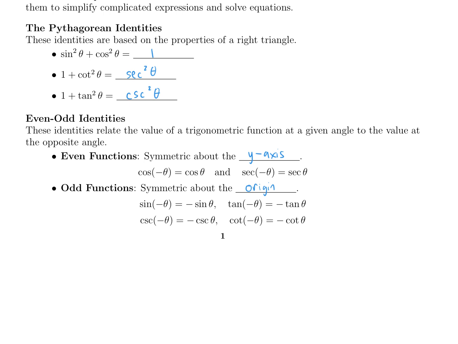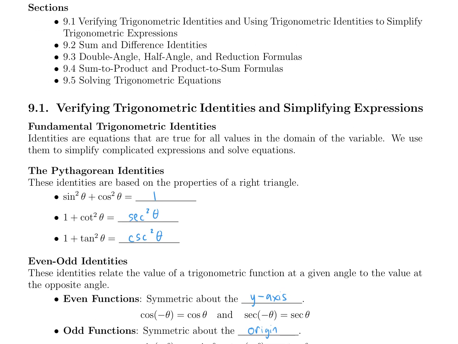If you go back to page 1, there's a variation of this identity. If you subtract cosine squared from both sides, you get the identity sine squared theta is equal to 1 minus cosine squared theta. You can also subtract sine squared theta from both sides, and that will give you cosine squared theta equals 1 minus sine squared theta.